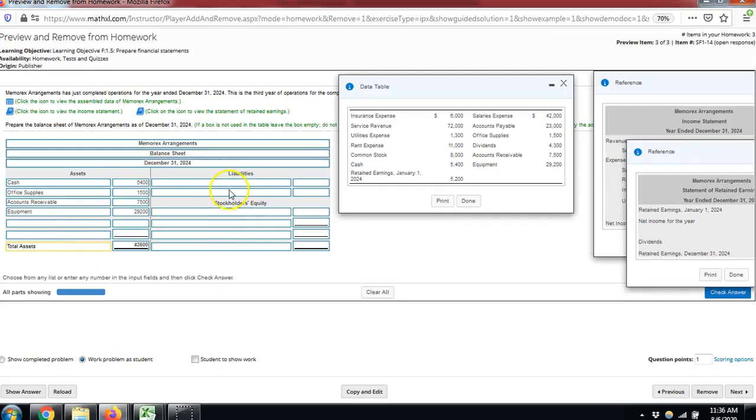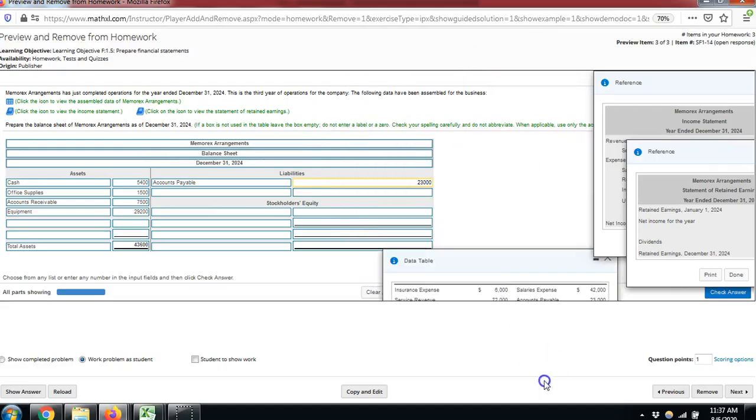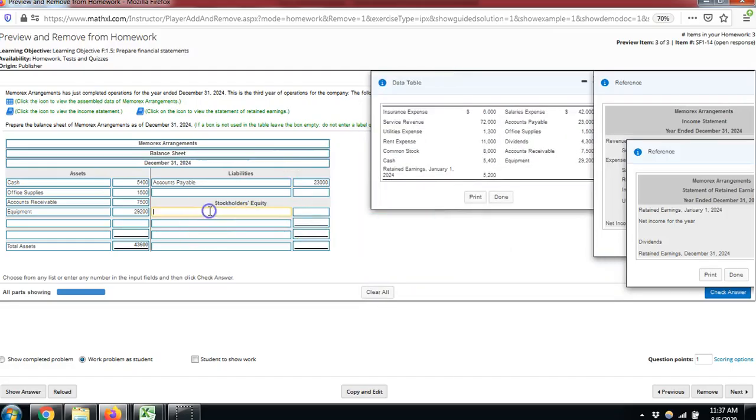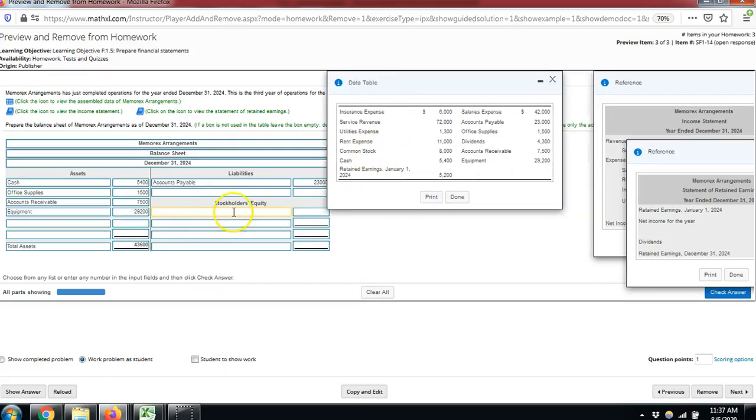Okay, so now let's move on to liabilities. I see here the only liability I'm seeing is accounts payable, $23,000. Okay. And then our equity accounts, we're going to have common stock of 8,000.